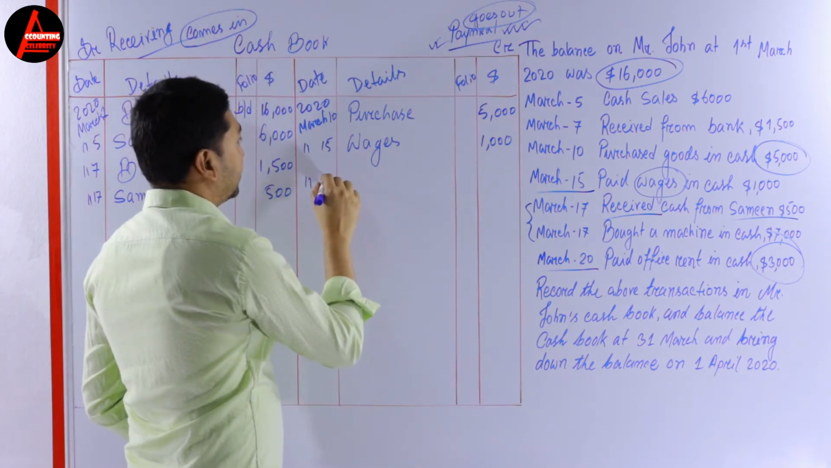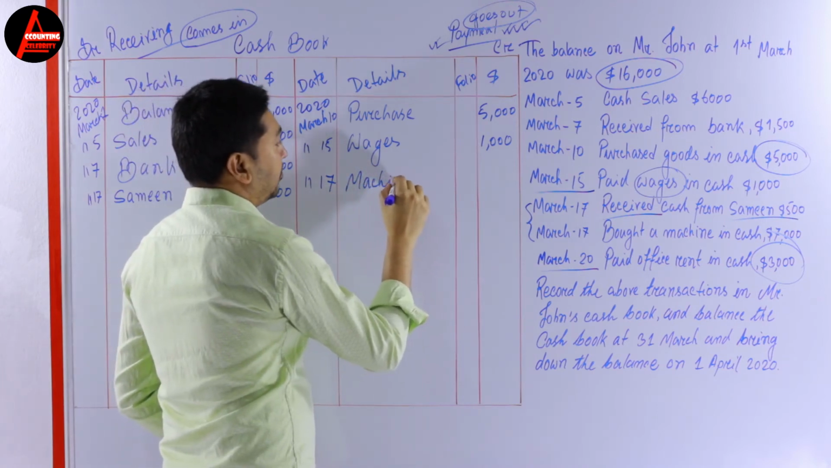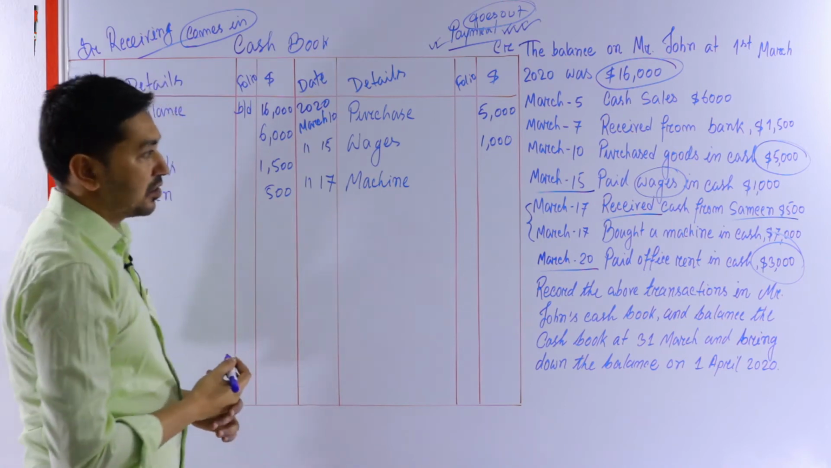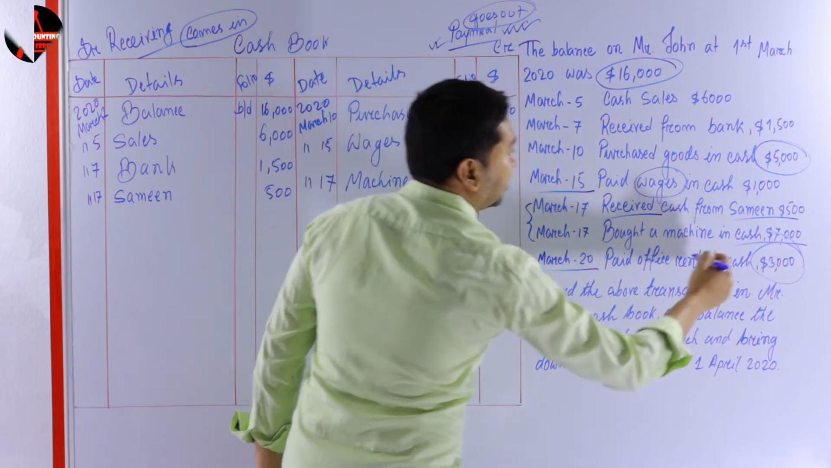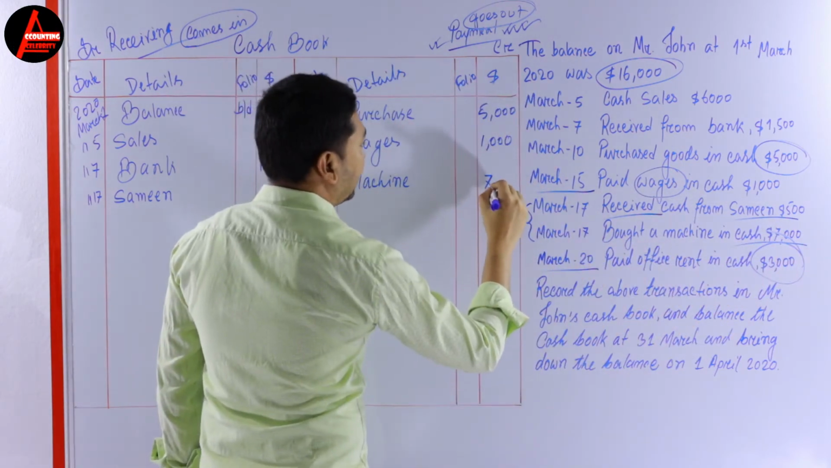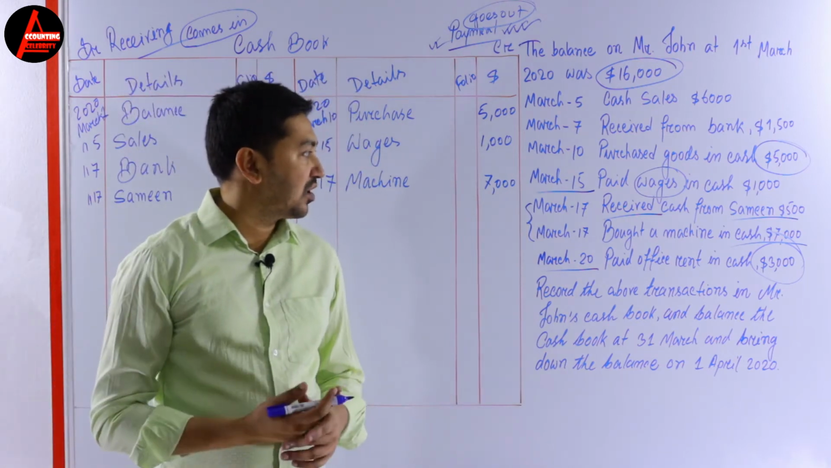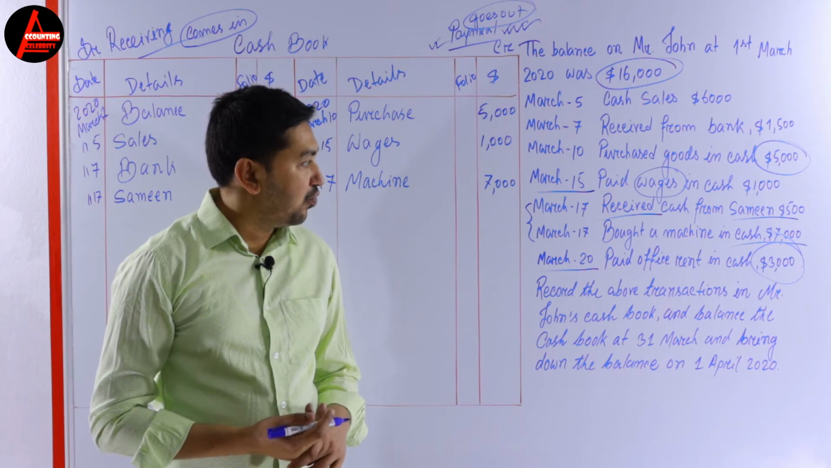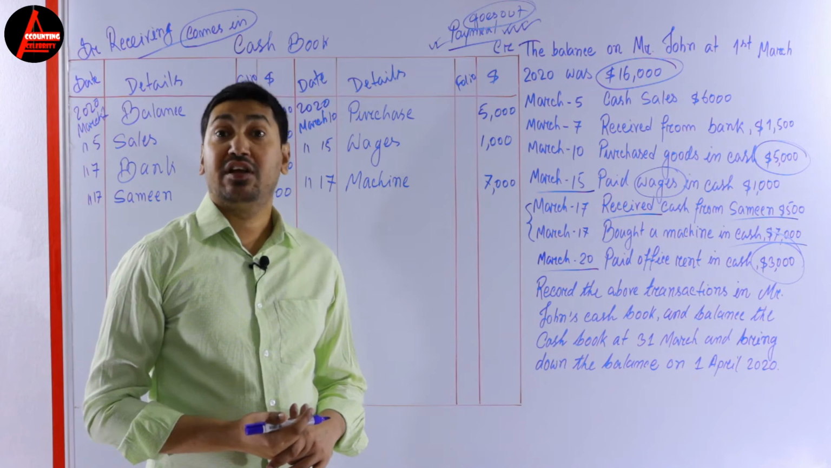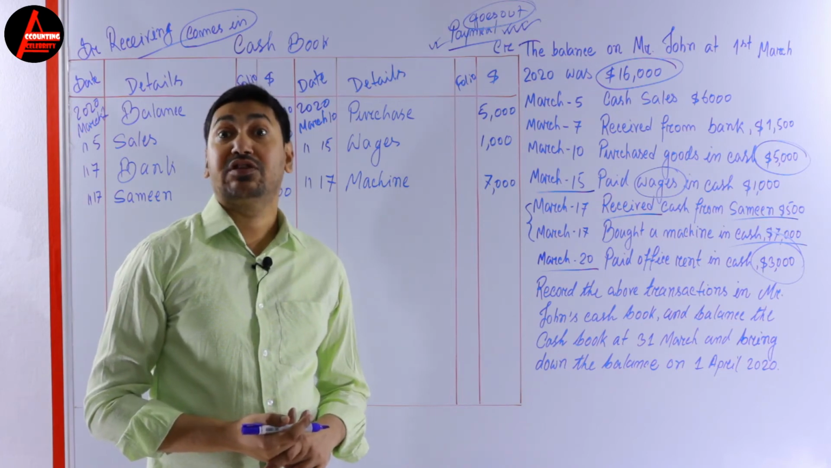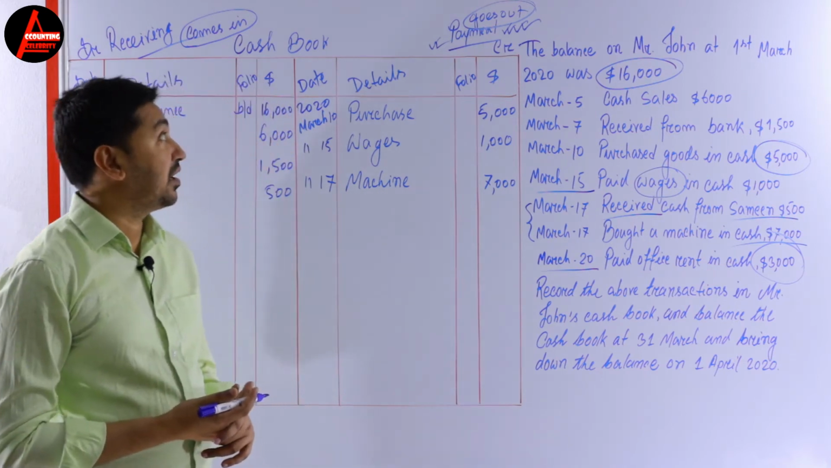So right here, March 17, record machine in the detail column. What is the price here? Price is $7,000. So right here, $7,000. Okay, good. So last one. Last we have March 20. What is written in the transaction? Paid office rent in cash, $3,000. So you paid office rent. Payment, okay. Already know payment is credited.